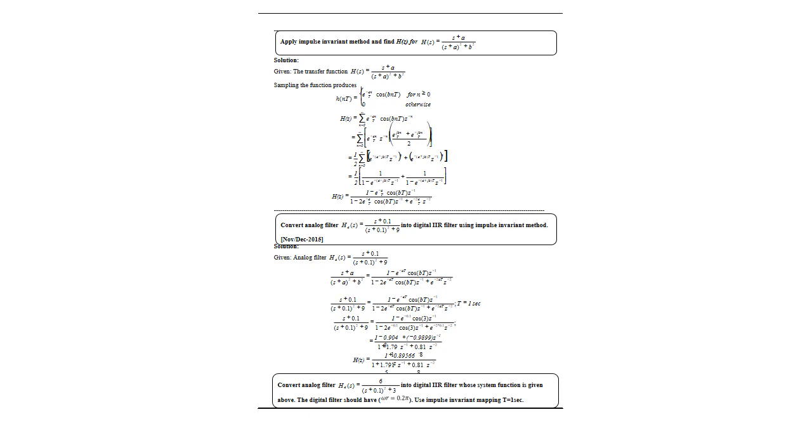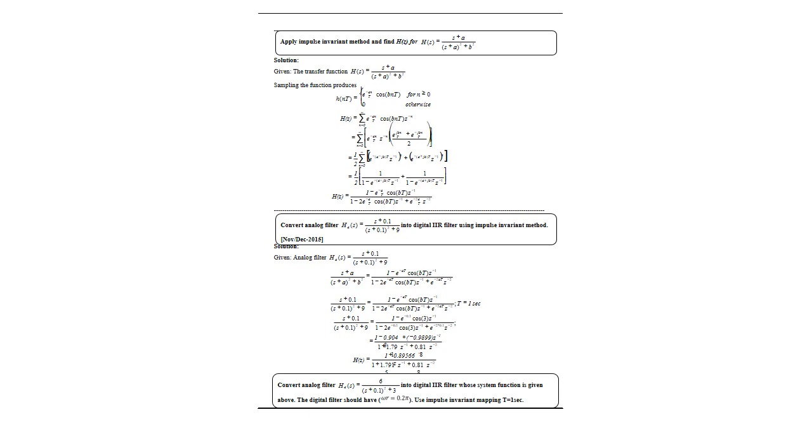Next question is, convert the analog filter H_A(s) = (s + 0.1) / ((s + 0.1)² + 9) into a digital IIR filter using the impulse invariant method. So first, the analog filter is H_A(s) = (s + 0.1) / ((s + 0.1)² + 9). So we already know the formula: (s + a) / ((s + a)² + b²) maps to (1 - e^(-aT) cos(bT) z^(-1)) / (1 - 2e^(-aT) cos(bT) z^(-1) + e^(-2aT) z^(-2)). So substituting the values we will get the result, and T is equal to, once again we have to substitute.